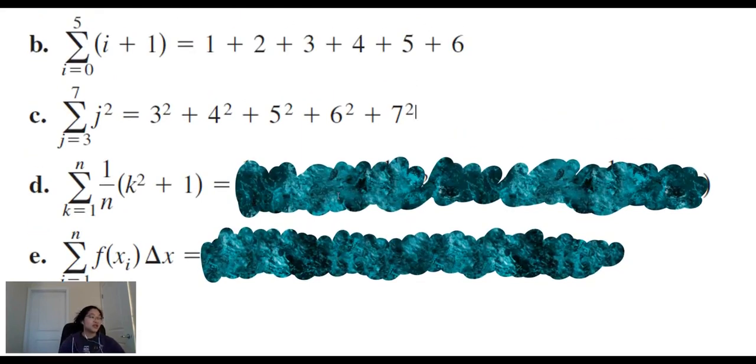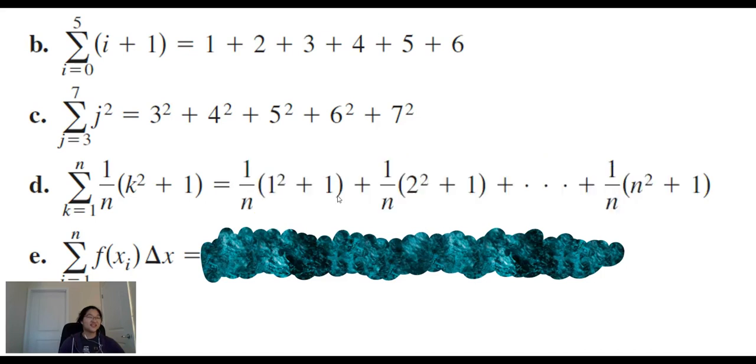How about for D? We have our index is k. Our index of summation is k. We're going from 1 to n, and we have 1 over n times k squared plus 1. So it might look kind of similar to C, but there might be something different, right? Because we have this dividing by n business, which I wonder if that will be useful later.